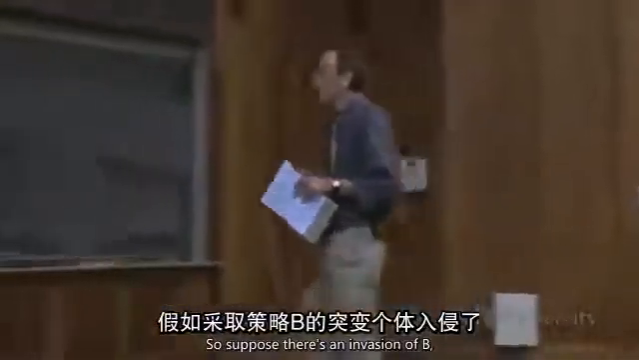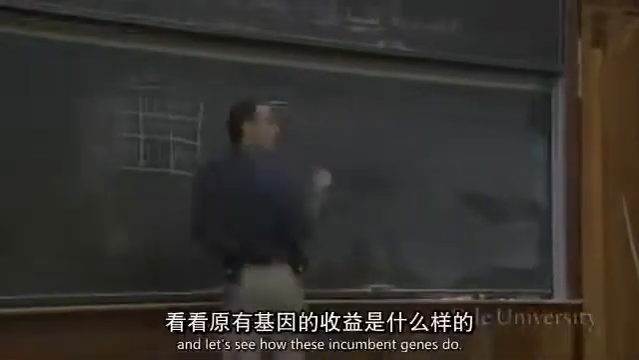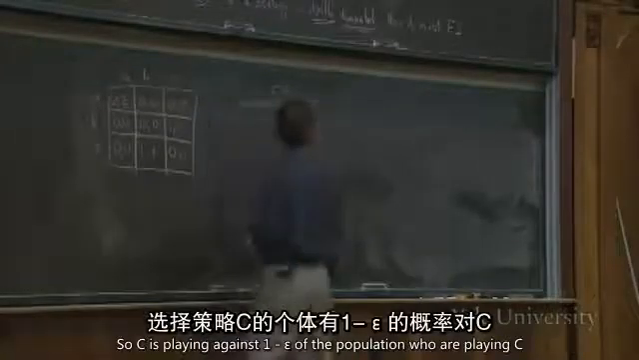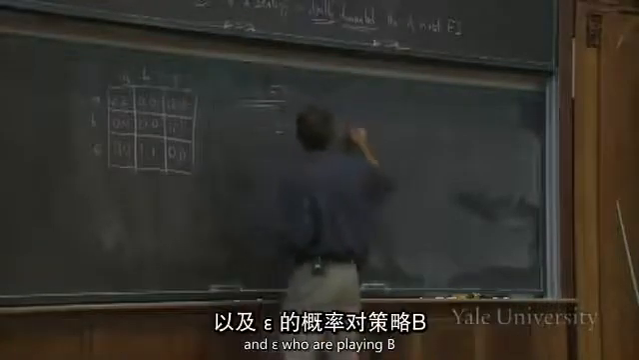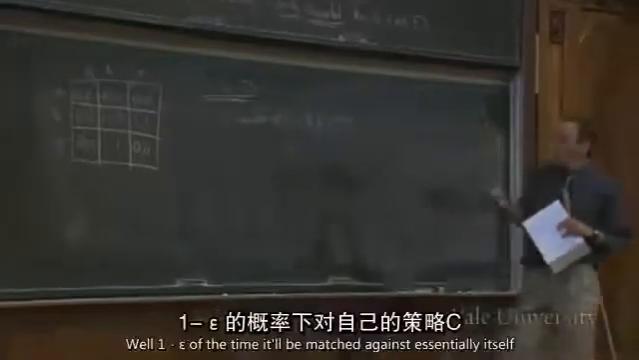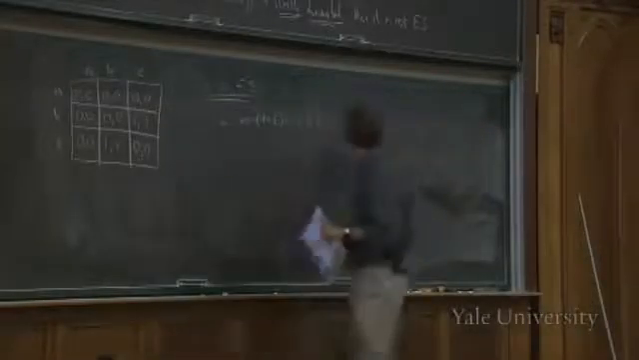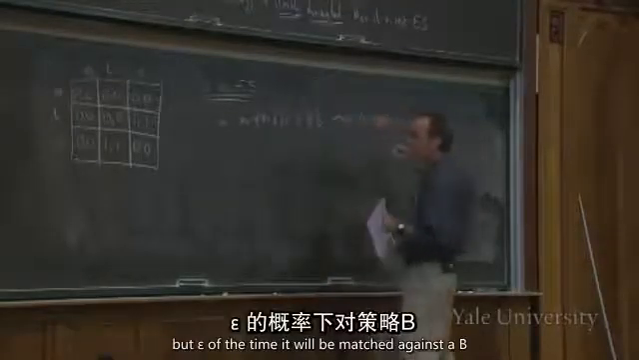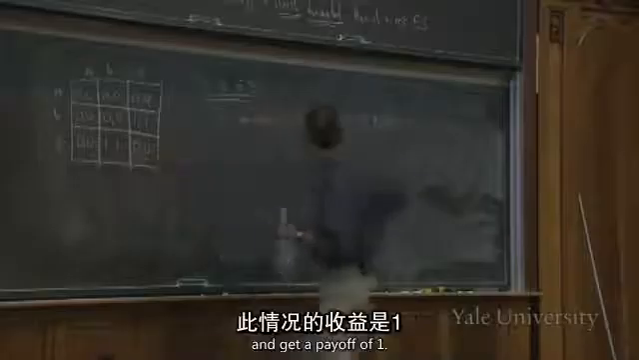So suppose there's an invasion of B. Again, the TAs are playing B, everyone else is playing C. And let's see how these incumbent genes do. So C is playing against 1 minus epsilon of the population who are playing C and epsilon who are playing B. And its average payoff, well, 1 minus epsilon of the time, it'll be matched against essentially itself and get a payoff of 0. All right? But epsilon of the time, it will be matched against a B and get a payoff of 1.